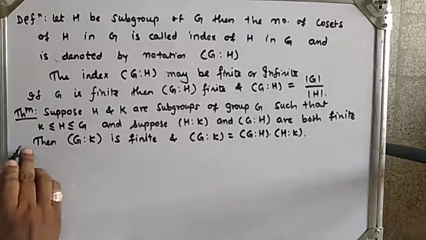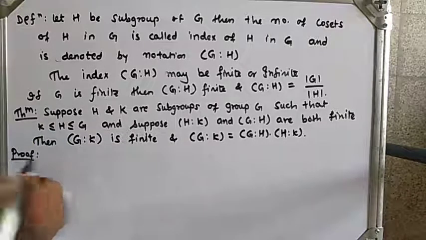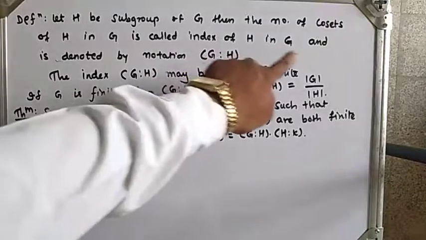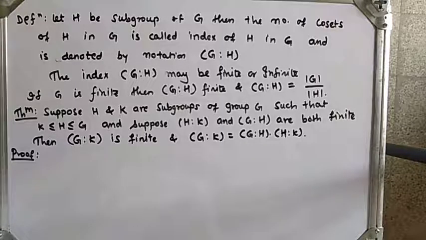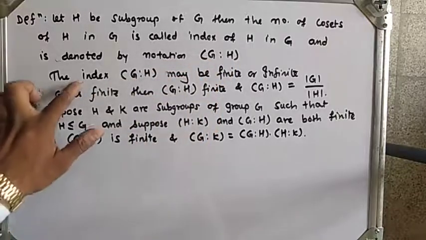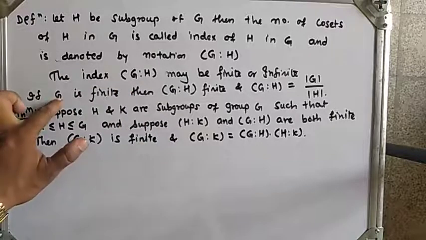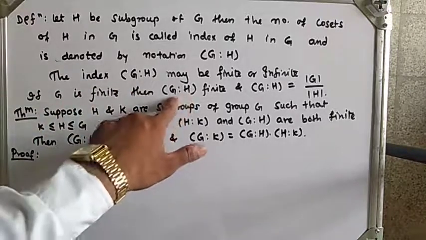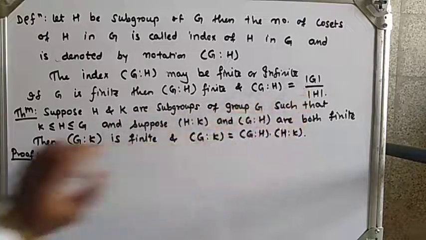So let's see the proof. We have the definition of the index of H in G, which is the number of cosets, left coset or right coset, denoted by [G : H]. The index of H in G may be finite or infinite. If G is finite, then the index of H in G will be finite and defined by the order of G by the order of H.